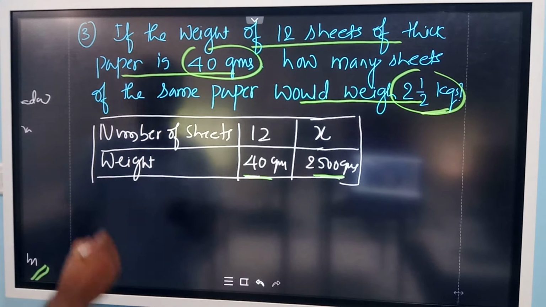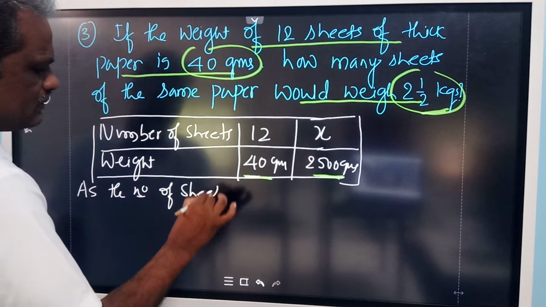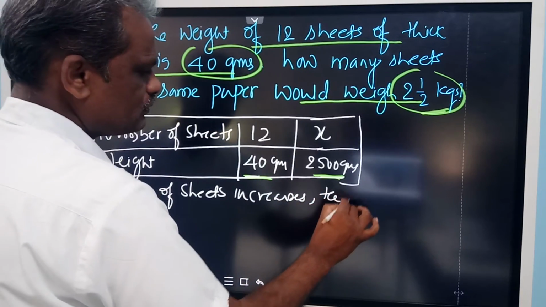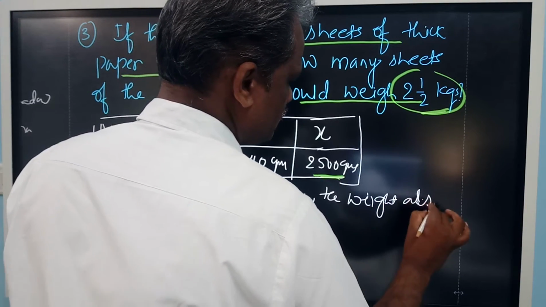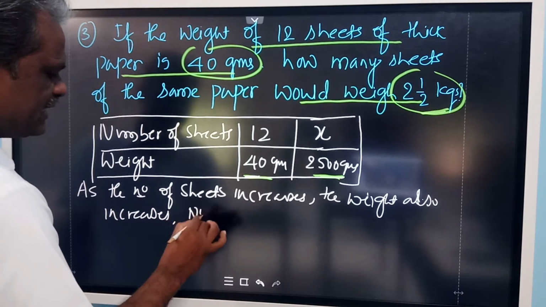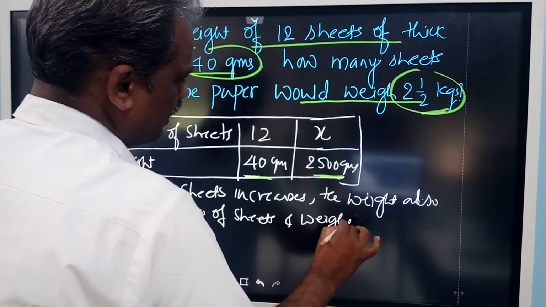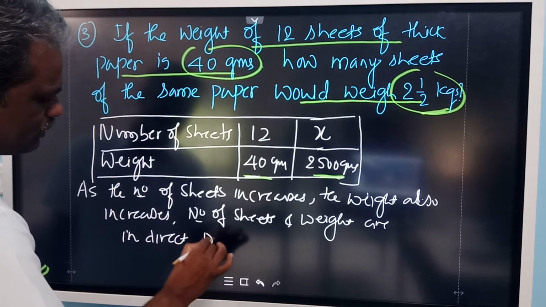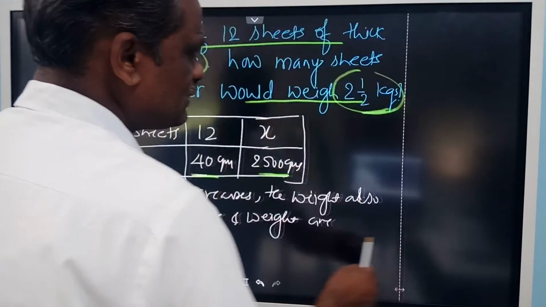See, as the number of sheets increases, the weight also increases. So the number of sheets and weight are in direct proportion. So that is in direct proportion. Now you can take the ratios as equal.